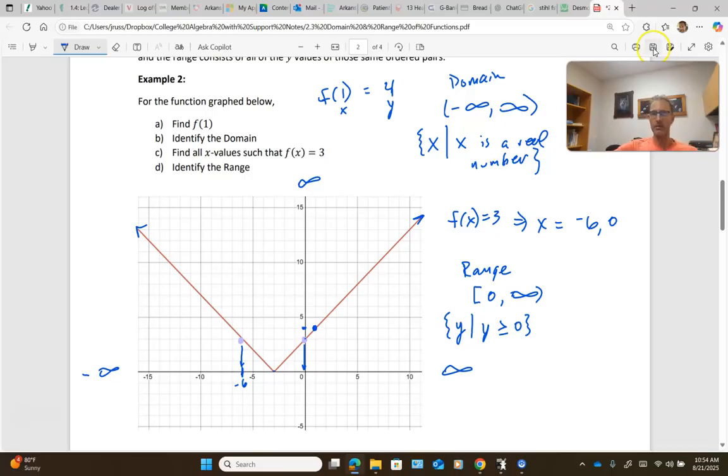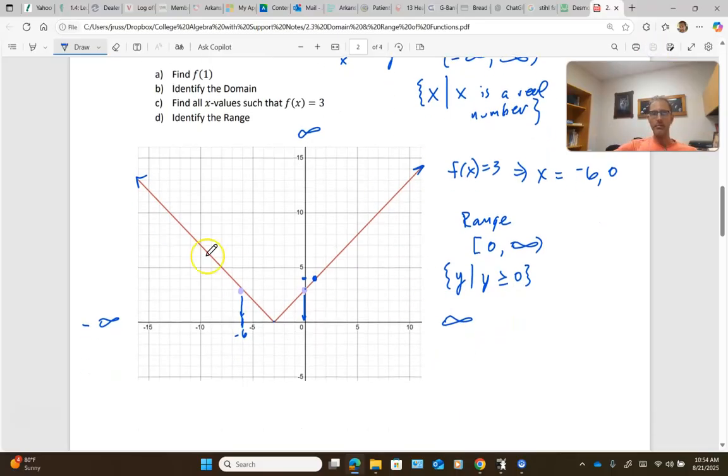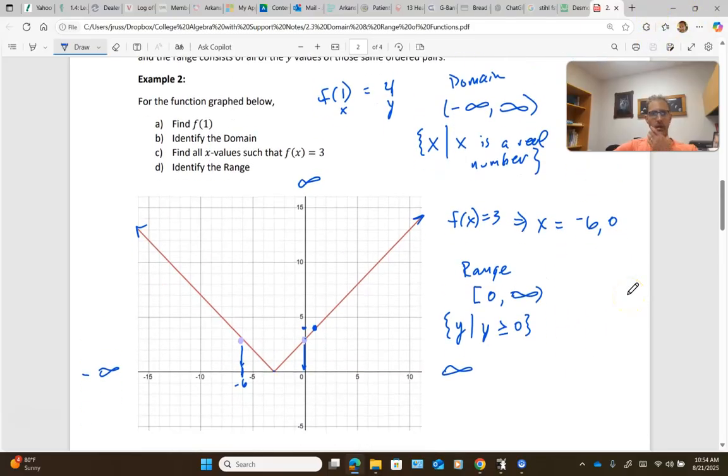That's all that means. Now, what would the range be if this were turned upside down? If it were turned upside down, then the range would be just the opposite. The range would be all the negative numbers up to 0. Okay? So y would be less than or equal to 0 in that case. Alright, we've got a couple homework problems similar to these two.